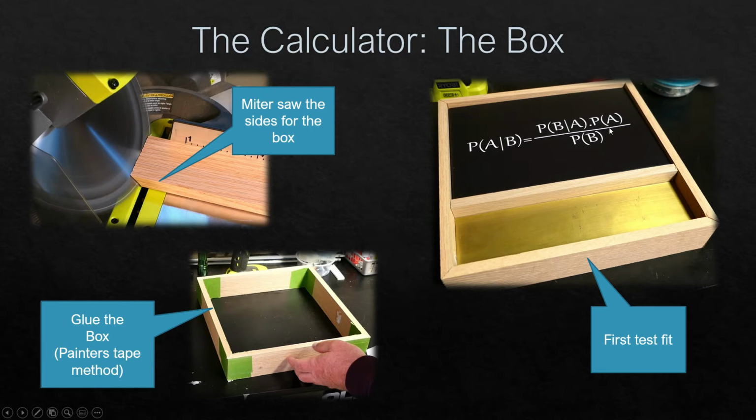And then I did a test fit of all the pieces once I got the sides cut and the centerpiece cut, to make sure that the panel and the Bayes Theorem print all fitted in the box.